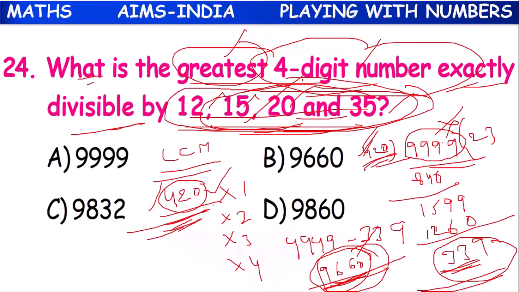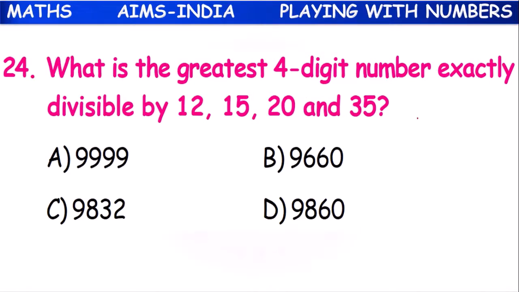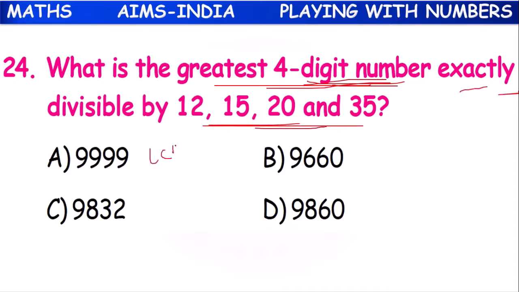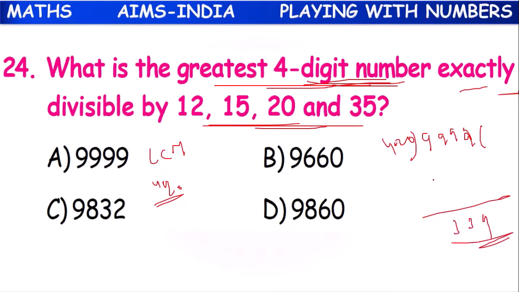Okay. So indirectly we have to find the answer. They are asking to find the greatest 4-digit number, but with exactly divisible by these 4 numbers, we have to find LCM first. LCM will be 420. With that 420, we have to divide the greatest 4-digit number. Then we will get a remainder. That remainder we have to remove from that. That will be the answer. B option, 9660.